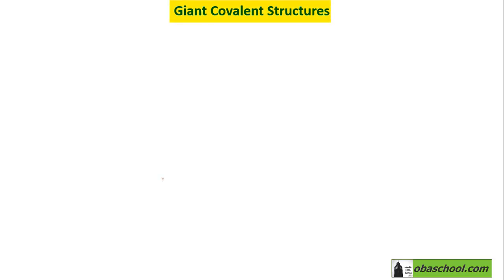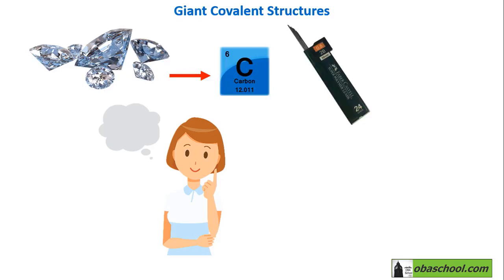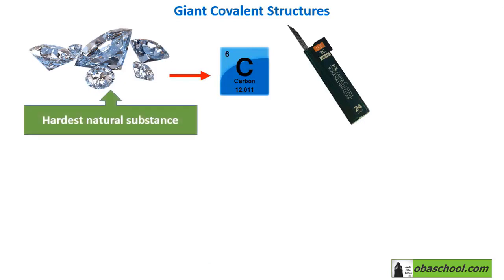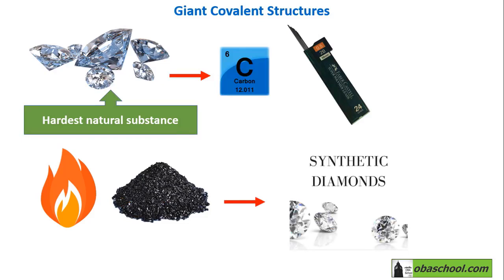Did you know that diamond is a form of the element carbon, the same element contained in your pencil lead? Diamond is the hardest known natural substance, and artificial diamonds, which are synthetic, can be made by heating pure carbon to very high temperatures under enormous pressures.